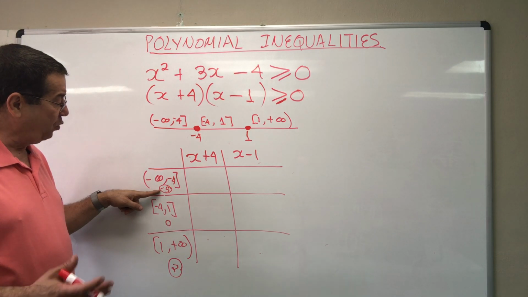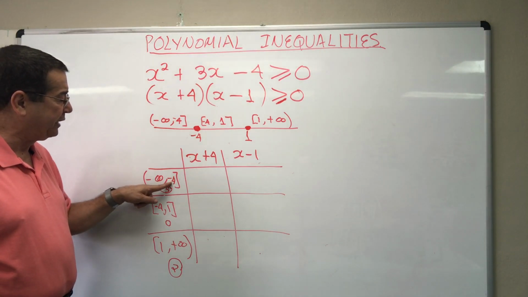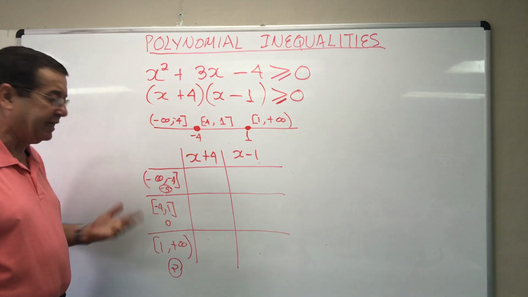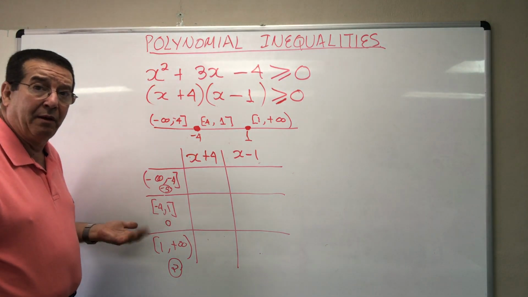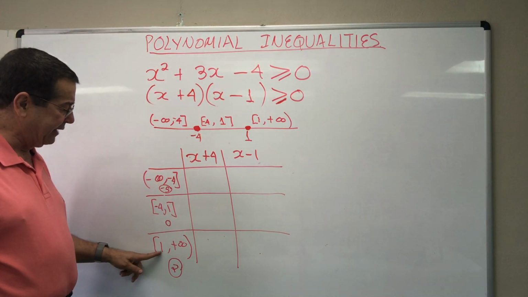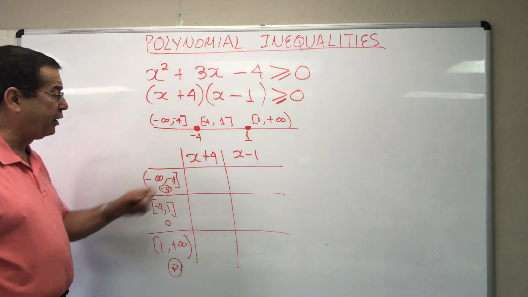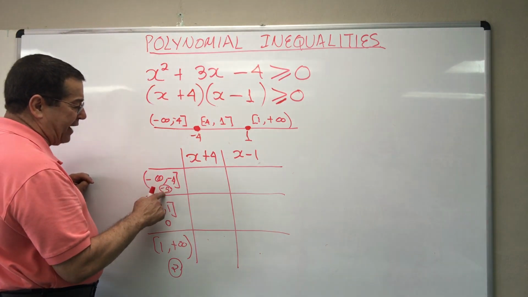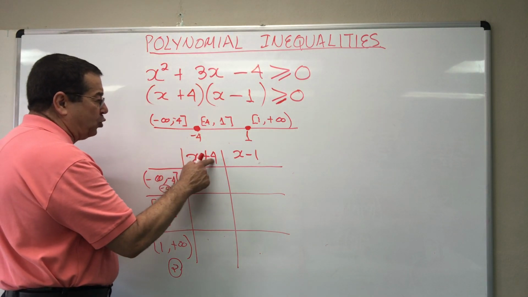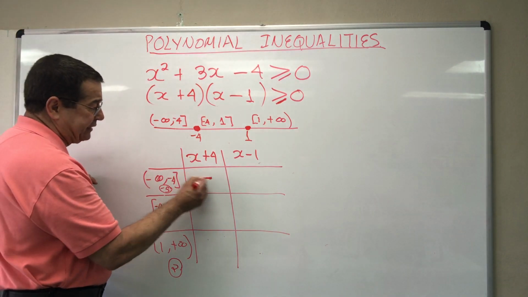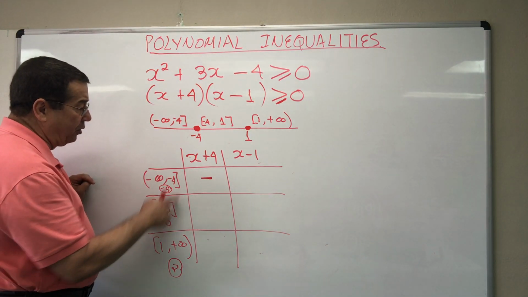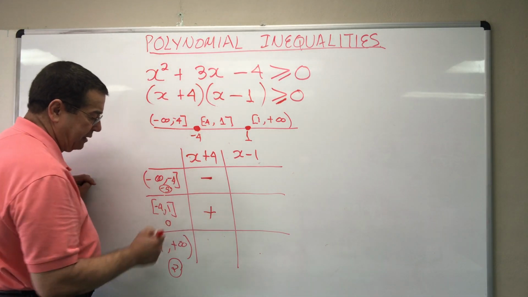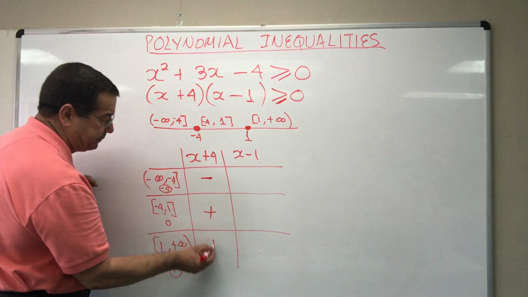Now I select one number between negative infinity and negative 4: I select negative 5. Between negative 4 and 1, I select 0. You can select whatever you want, but I select 0. And greater than 1, I select 2. Now I'm going to evaluate the factors. Negative 5 plus 4 is negative 1, this is negative. Now 0 plus 4 is positive. And 2 plus 4 is 6, positive.